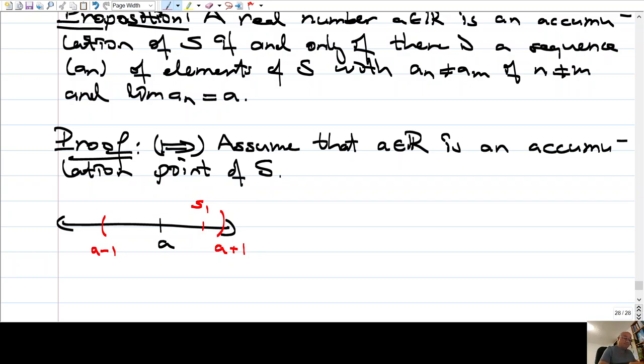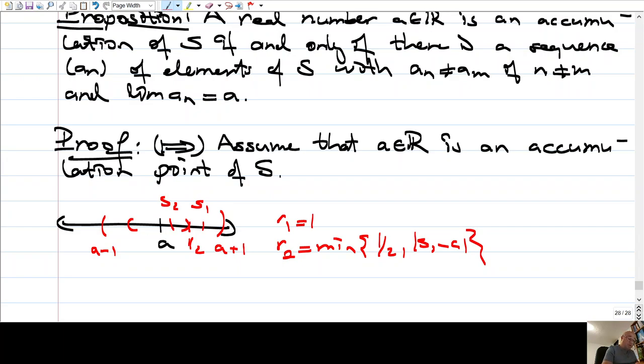And then we proceed as follows. Since S1 is not equal to A, there is a positive distance here. So we start with R1, which is 1. I choose R2 to be the minimum of 1 over 2 and S1 minus A, this distance. So I look at this distance and compare it with 1 over 2. Whichever is smaller, I choose that one. So let's say 1 over 2 is somewhere here. And then I look at this interval, the interval of radius 1 over 2. Again, since A is an accumulation point, there is an S2 in this interval, and this S2 is again different than A.